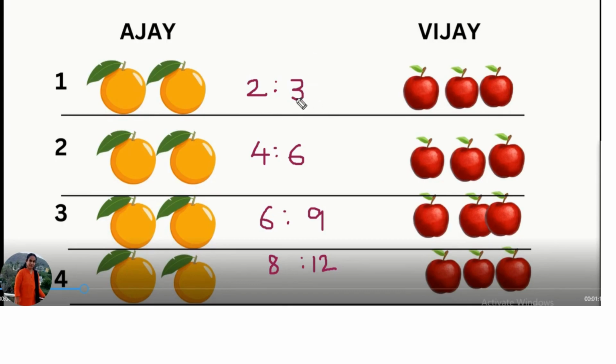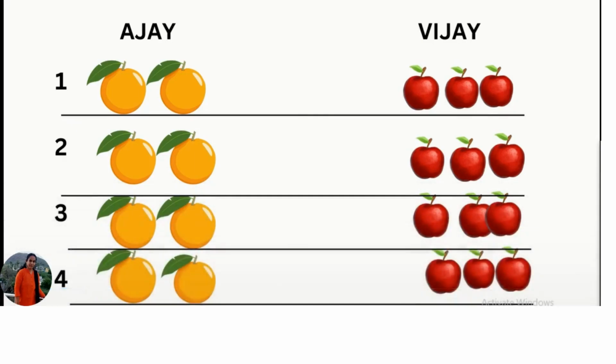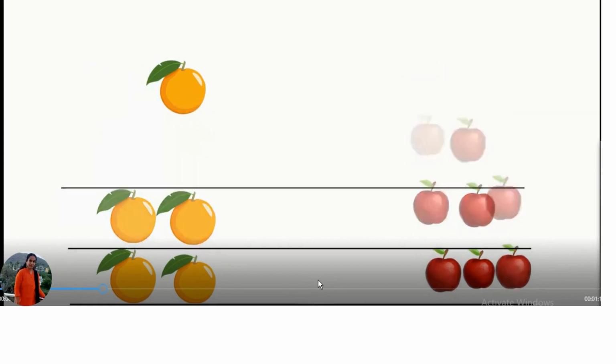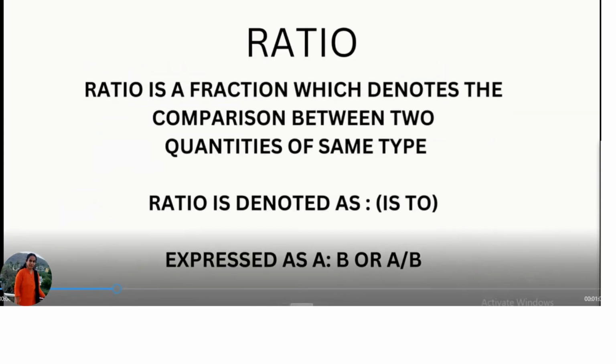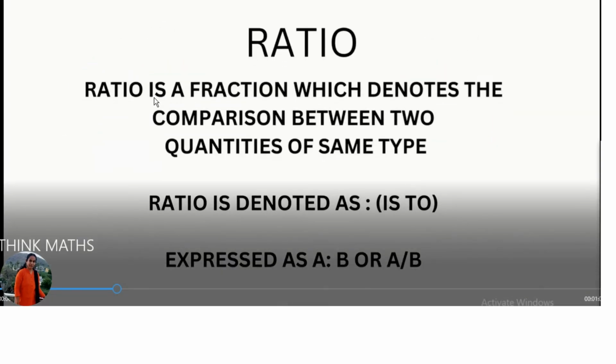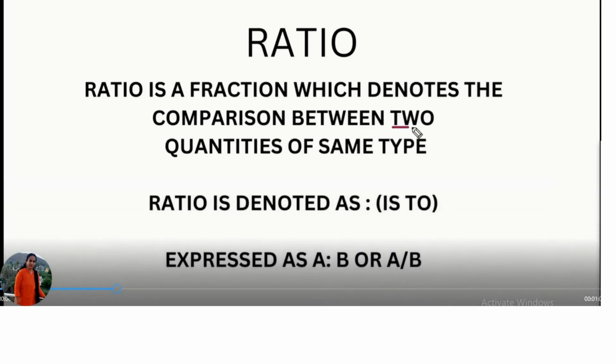Okay, children, let us see what a ratio is. We know that ratio is nothing but comparison of values. Let us define it. Ratio is a fraction which denotes the comparison between two quantities of the same type. So we have to compare two quantities, and they should be of the same type.